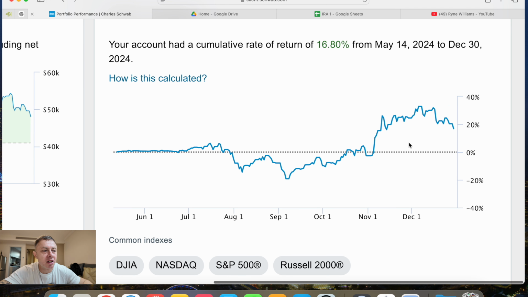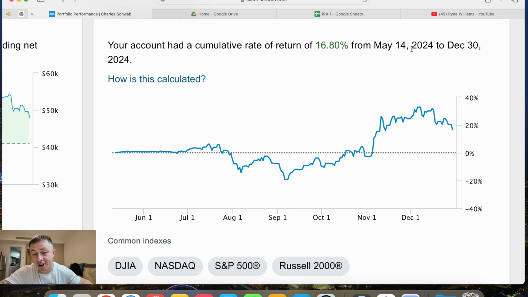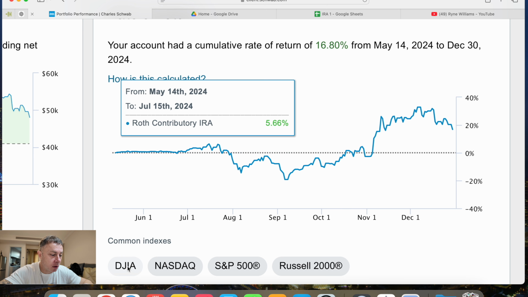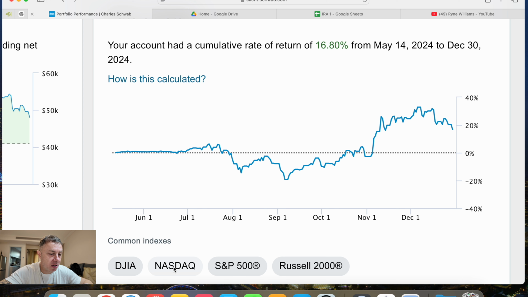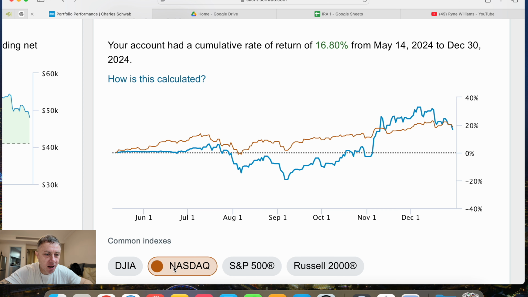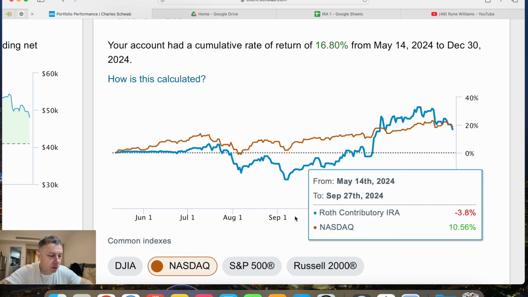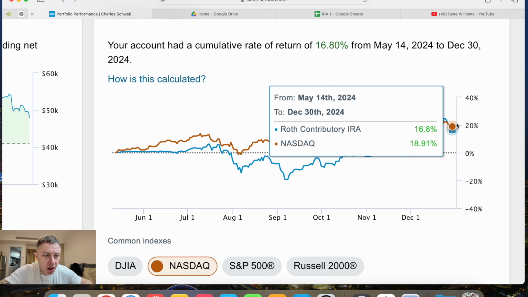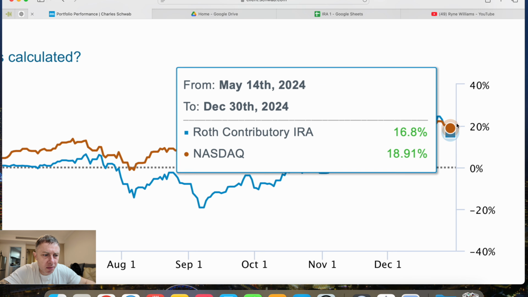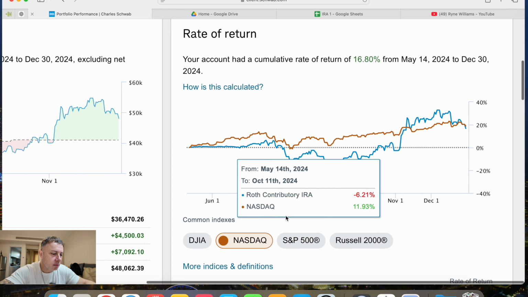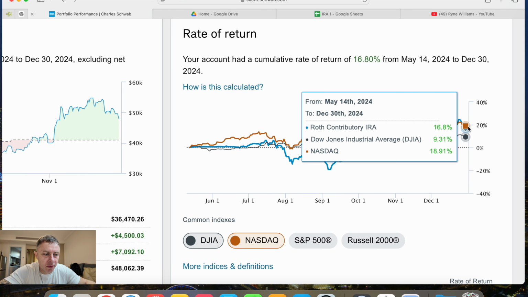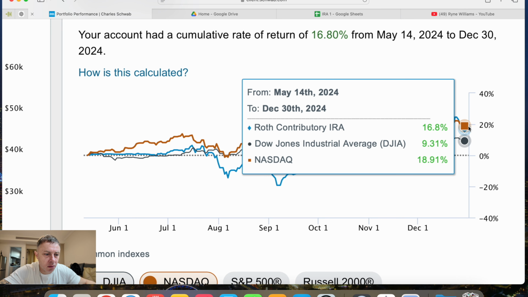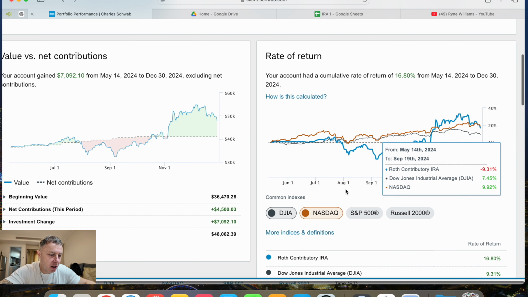The return percentage from May until now. So this isn't for the whole year. This is from May until now. It says we have 16%. We saw this on the other one, I think. Let me see. NASDAQ is what? Well, you can see right there. NASDAQ is 18.9%. We're 16.8. The Dow, what's the Dow? 9%. We're 16.8.